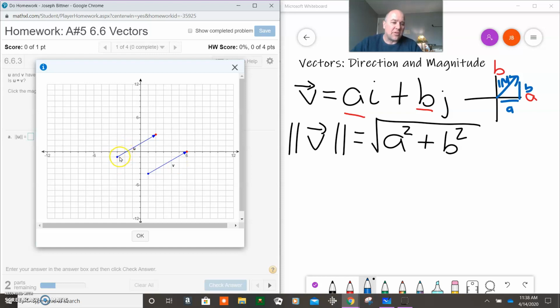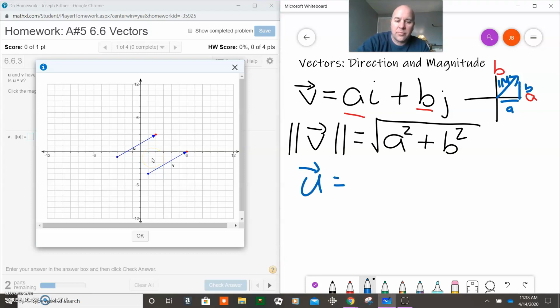Now, looking at this, they give you the point here. And what you could do, since they do give it to you on a graph, you could just easily count 1, 2, 3, 4, 5. It's moved over 5. So vector U is 5i. And then it moves up 1, 2, 3, 4. It looks like it moves up 4, and that would be plus 4j.